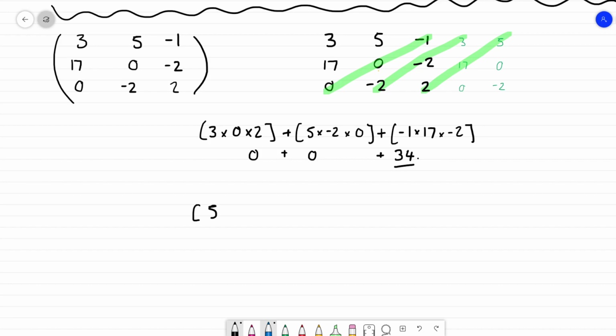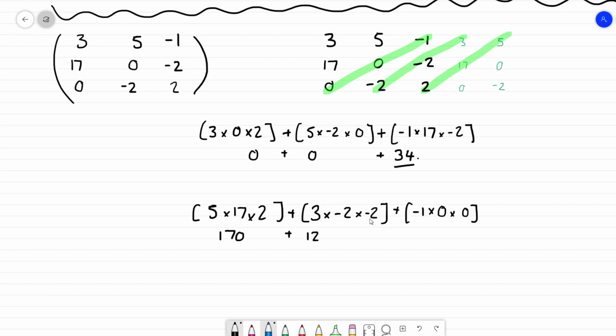So I'm going to have 5 times 17 times 2. That's a number. 3 times minus 2 times minus 2. And minus 1 times 0 times 0. 5 times 2 is 10 times 17 is 170. This next expression is going to give me minus 2 times minus 2 is positive 4, so it's going to give me 12. And then the last term is not going to give me anything. So that comes to 182 altogether.